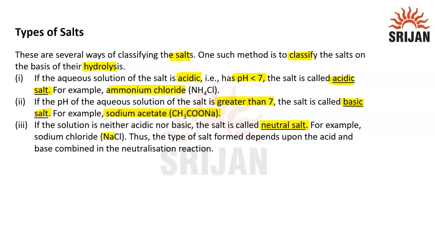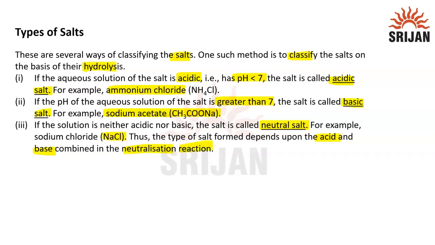But if the solution is neither acidic nor basic, then the salt is called a neutral salt. For example, NaCl, which is formed from a strong acid and a strong base reaction, which is NaOH, a strong base, and HCl, which is also a strong acid. So the type of salt formed depends basically upon the acid and the base combined in the neutralization reaction.